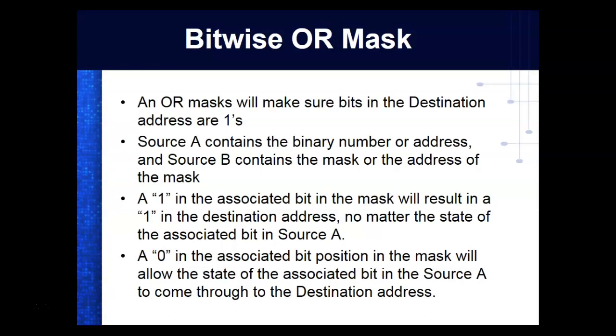Yeah, so what we do with an AND mask is we make sure bits in my answer are always 0. You understand that? And ORs is 1. We make sure certain bits in our destination are 1. So that's the OR mask. So with an OR mask, no matter what we get in from source A, no matter where it comes from, we can always make a bit inside that number a 1.